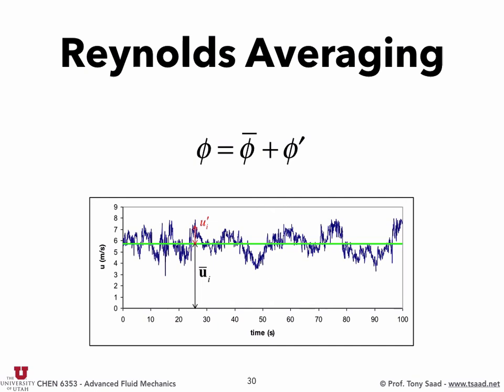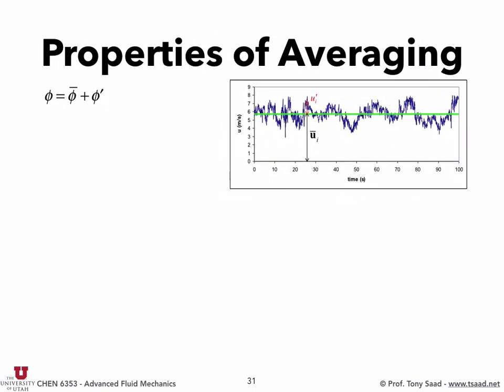Okay? Now let's look at some properties of averaging. We're going to denote the average by phi bar or these brackets, phi. And averaging is a linear procedure, okay? And so it has the following properties. We want to define an average in a way that the average of the fluctuation is 0. Okay, so let's go back to the first equation.